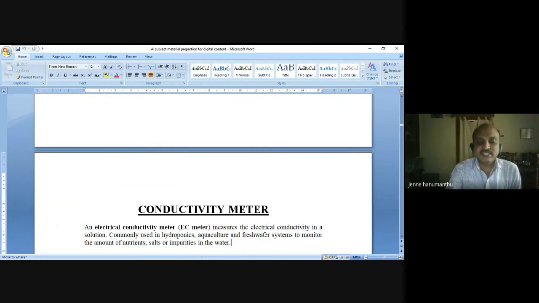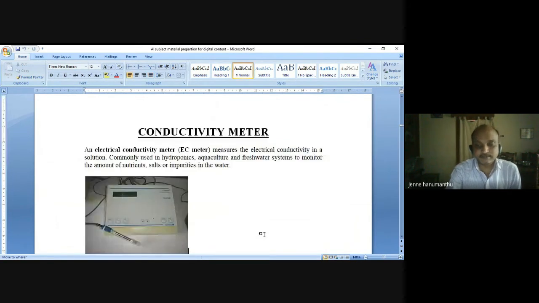And what is next one is conductivity meter. So what is conductivity meter? You know, it is an electrical property. Any solution or any mixture or any other composition generally has some conductivity. Conductivity can be defined as the reciprocal of resistance, isn't it? So how do you measure this conductivity?